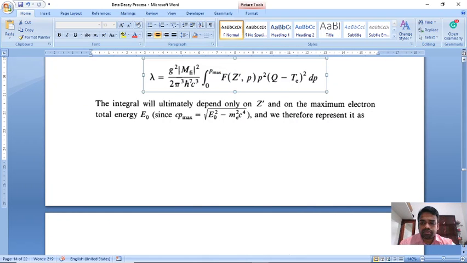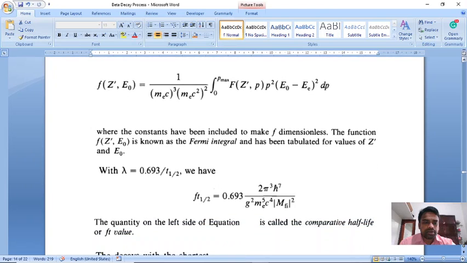f of z prime E0 equal to 1 by me c cube, me c square whole square into integral 0 to p maximum f of z prime p p square E0 minus E whole square dp. But the constants have been included to make f dimensionless. Then the function f of z prime E0 is known as the Fermi Integral and has been tabulated for values of Z prime and E0.